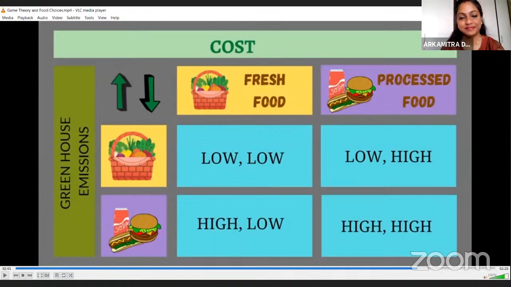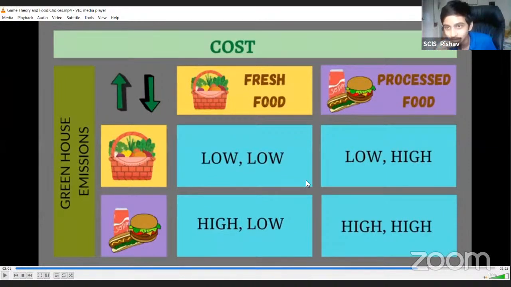From the matrix, what I can understand is for fresh food, the greenhouse gas emission is less and the cost is also less. So it is the most environmentally viable solution. However, for the processed food, the greenhouse gas emission is high, but the cost is low. And then on the other side of the grid, for the processed and the fresh food, once again, the greenhouse gas emission is low, but the cost is high. And again, on the downward side, the greenhouse gas emission is high and the cost is also high. So it is the least environmentally viable solution. So that is what I understood from the lecture.